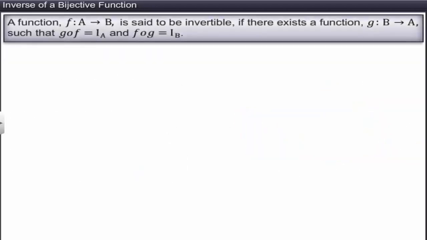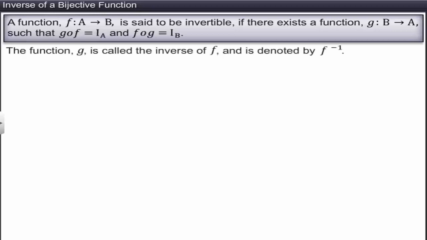Mathematically, a function f from A to B is said to be invertible if there exists a function g from B to A such that g circle f is an identity mapping on A and f circle g is an identity mapping on B. The function g is called the inverse of f and is denoted by f superscript -1. Let's proceed further and learn to find the inverse of a function with the help of an example.